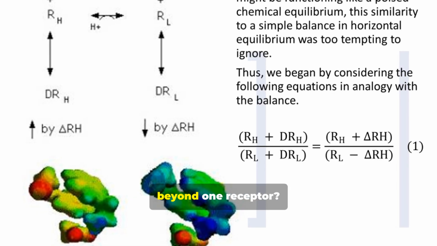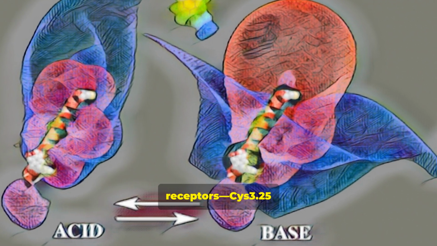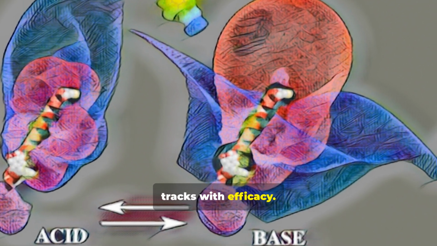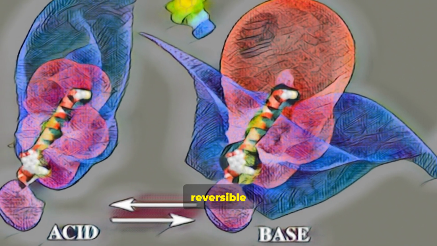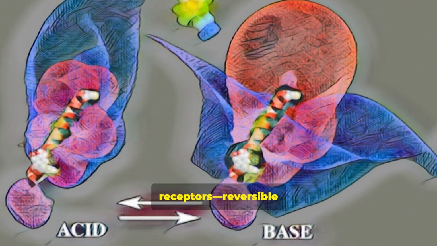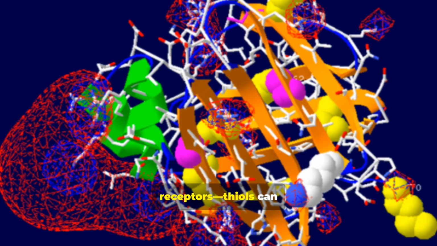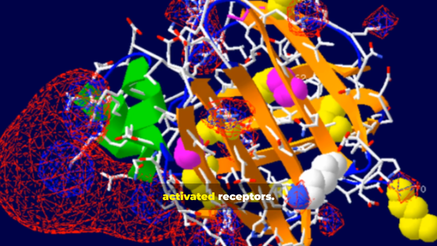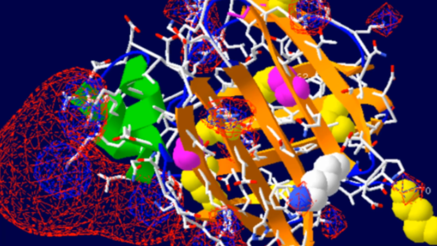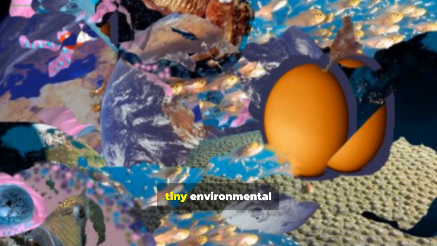Do we see this beyond one receptor? Yes. Beta-adrenergic receptors, Cys 3.25 tracks with efficacy. Rhodopsin, conserved reversible disulfides for stability and readiness. Mu-opioid receptors, reversible disulfides tune selectivity. NMDA receptors, thiols can form nitrosylated or activated receptors. Theme: reactive cysteines act like tiny environmental sensors wired straight into function.